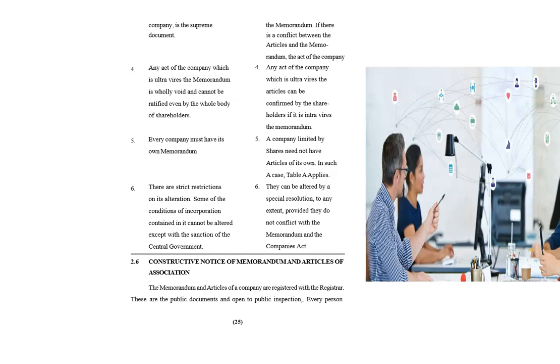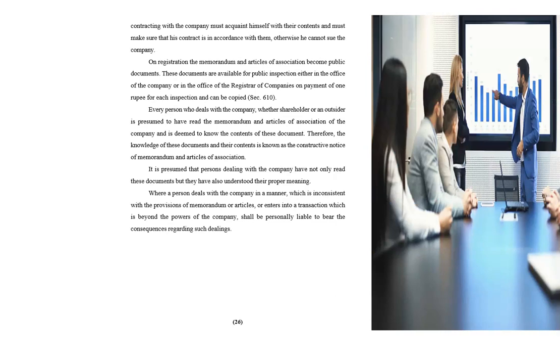Every company must have its own memorandum. A company limited by shares need not have articles of its own, right? So in such a case, this is applicable here. On registration, the memorandum or articles of association become public documents. These documents are available for public inspection either in the office of the company or in the office of the ROC, Registrar of Companies. Every person who deals with the company can go through all these documents.